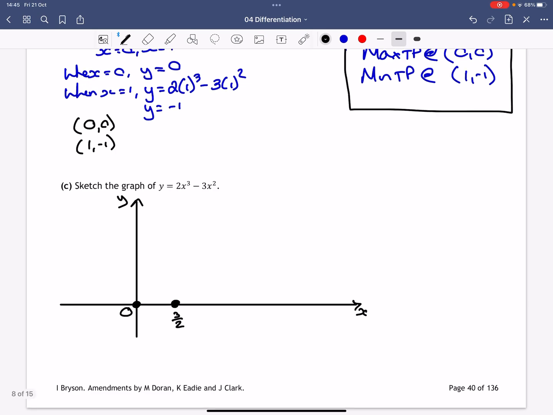I've got a maximum turning point at 0, 0. I've got a minimum turning point at 1, minus 1. And then let's go ahead and just sketch it.